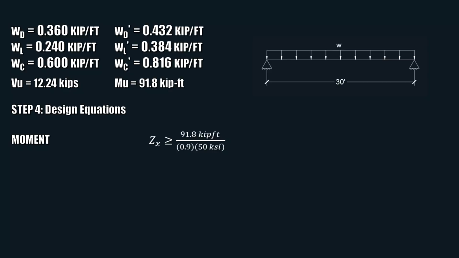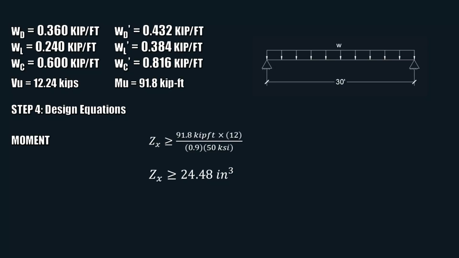Now, we have to be careful with our units, however, because we have moment in kip feet, but yield strength in kips per square inch. We need to multiply by 12 to get our moment into kip inches. We do that, and we get that the required plastic section modulus of our beam must be at least 24.48 cubic inches.